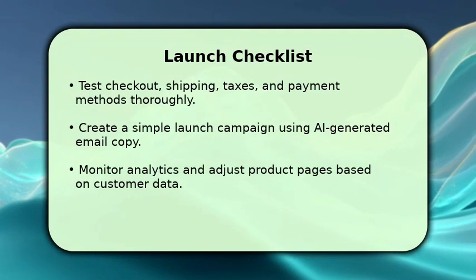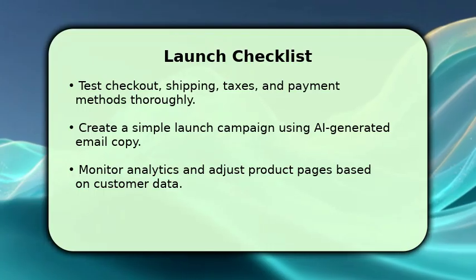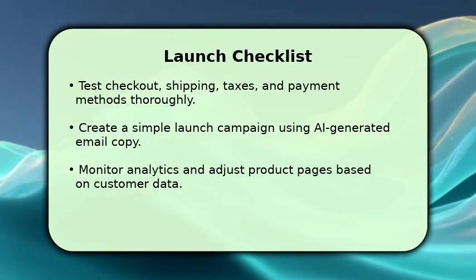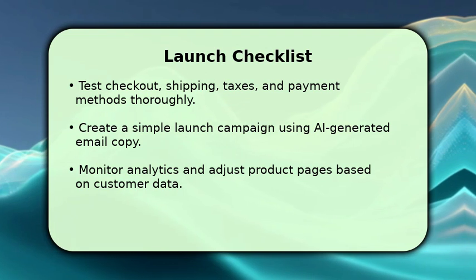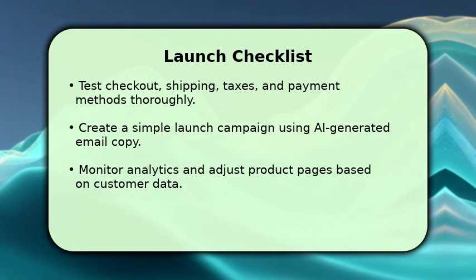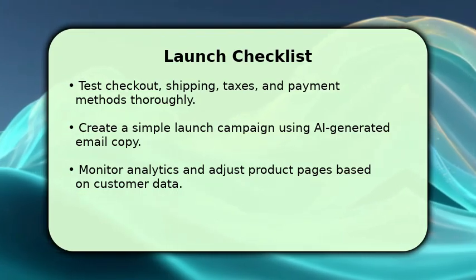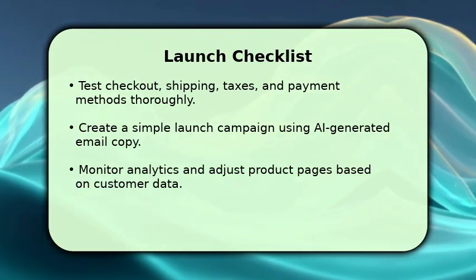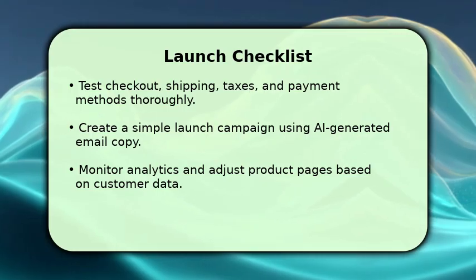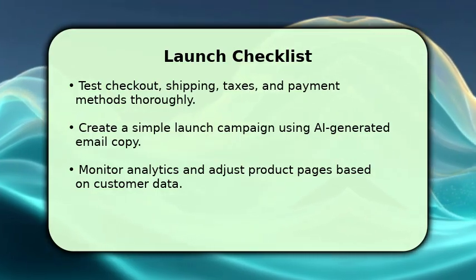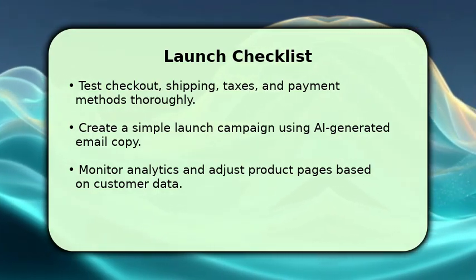Before you publish, run a full checkout test including taxes, shipping options, and payment gateways. Use AI to craft a launch email sequence and social posts that match your brand voice. Verify mobile responsiveness and load times, then correct any layout issues. Prepare customer support replies using AI templates for common questions.